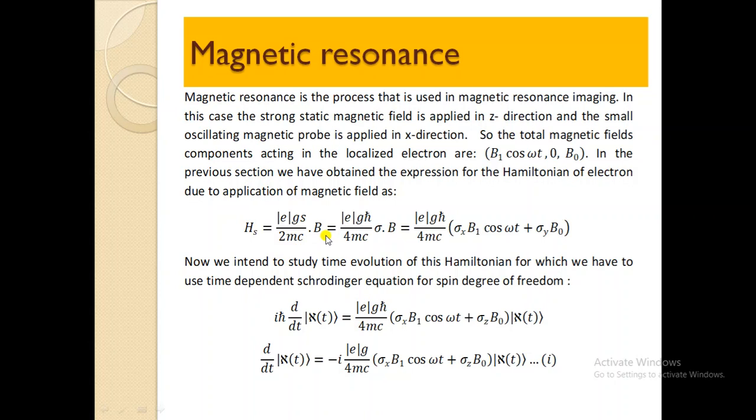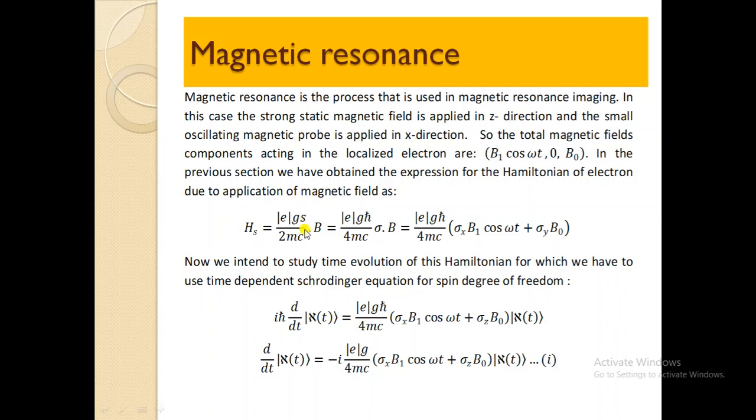This we have already derived, where e, the absolute e, is the charge of the electron, and g is the Landé splitting factor. This S is spin, and 2 is the factor already found. m is the mass of the electron, c is the speed of light, and B is the magnetic field.